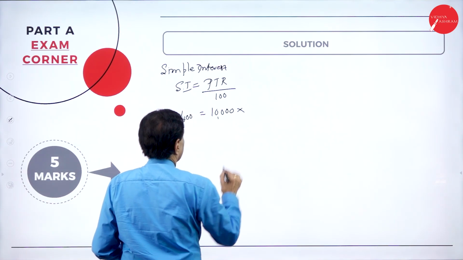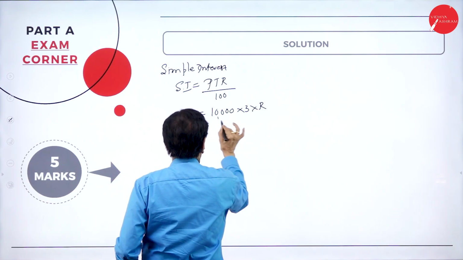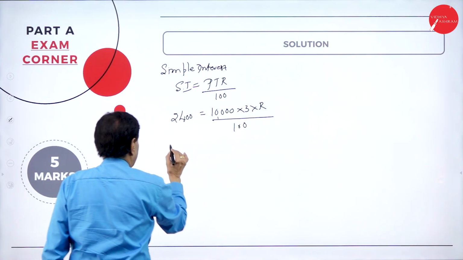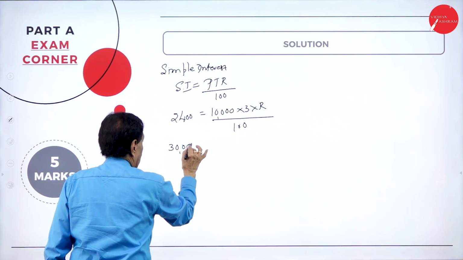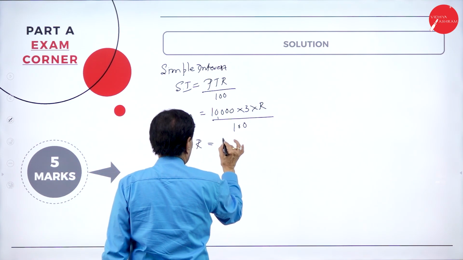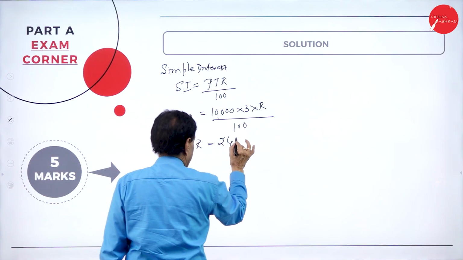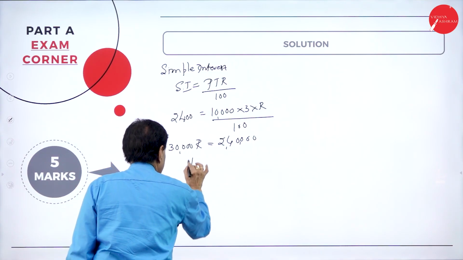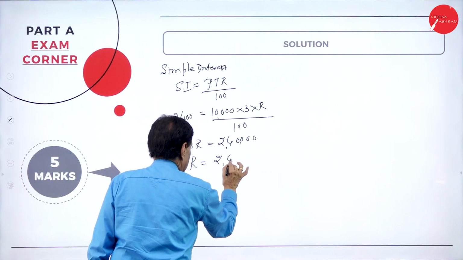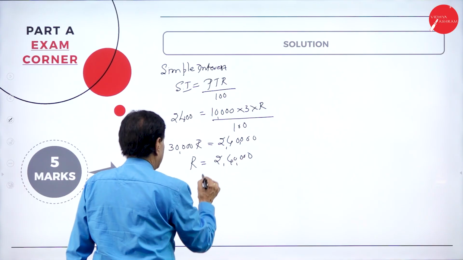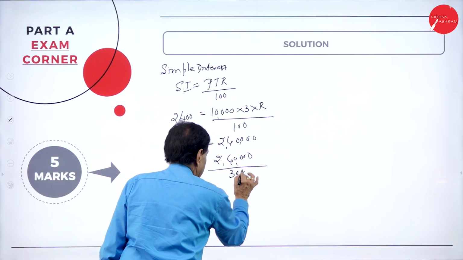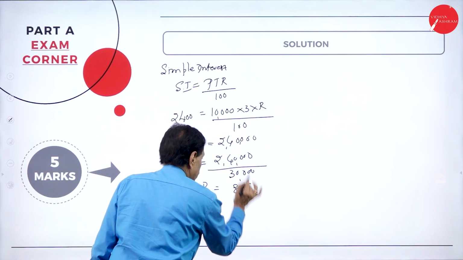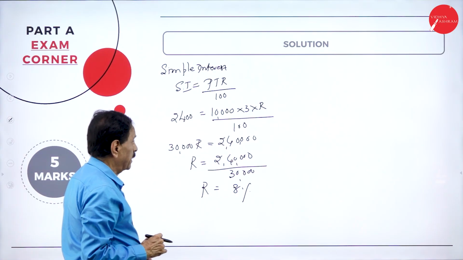$10,000, time 3 years, or we don't know. Divide, cross multiply. 10,000 into 3 is 30,000, or it's equal to 2,40,000. R is equal to 2,40,000 divided by 30,000. R is equal to 8%. This goes here. Next.